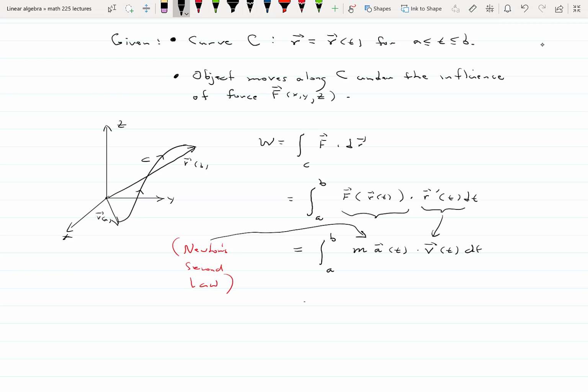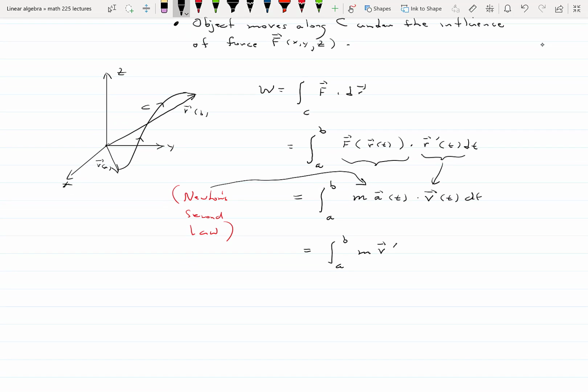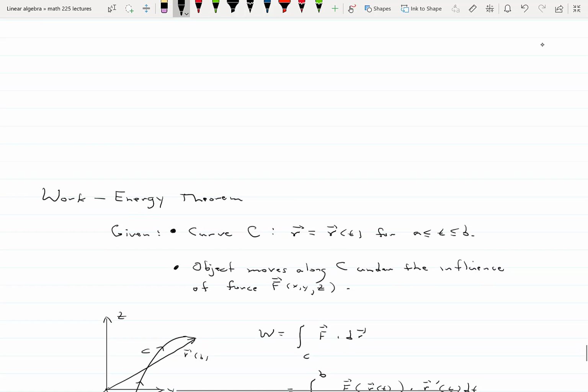Acceleration is nothing more than the time derivative of velocity, so acceleration is v prime. I'm going to remove the of t's. So this is just m times v prime dot v dt.